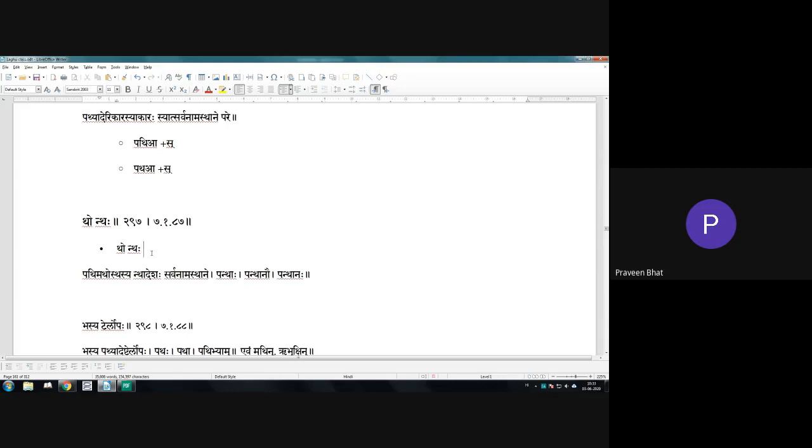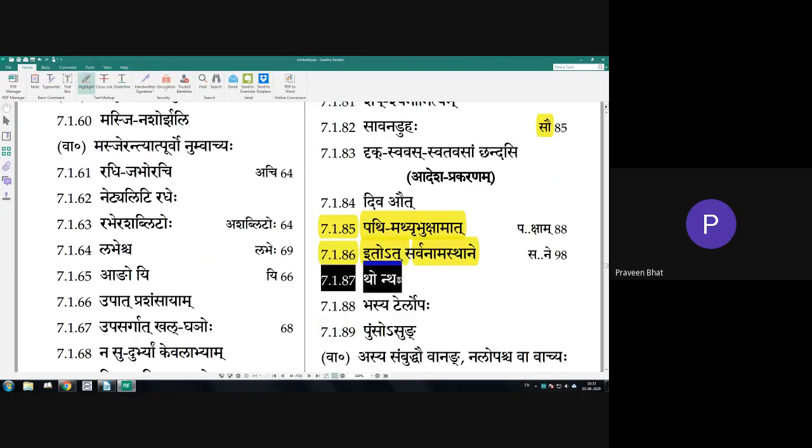What is the adesha here? A multiletter adesha. For thakarasya, or tha, both put together, thaha, you can't pronounce this again here. What else is the anuvritti? 7187, the very next sutra. So all three will go together, thontaha. This entire first word goes till 88.